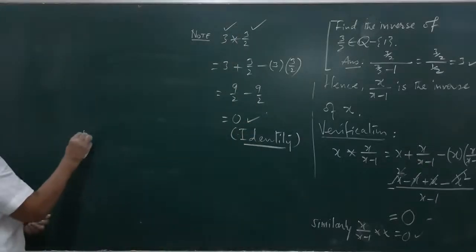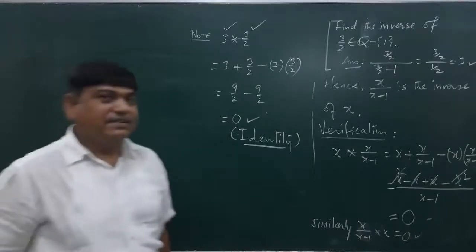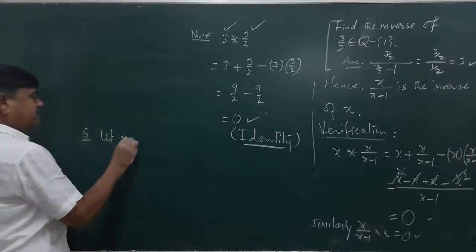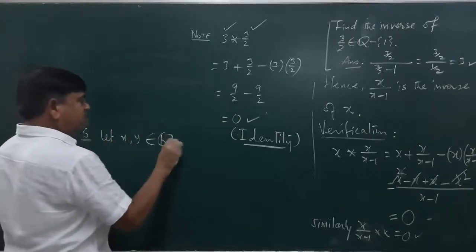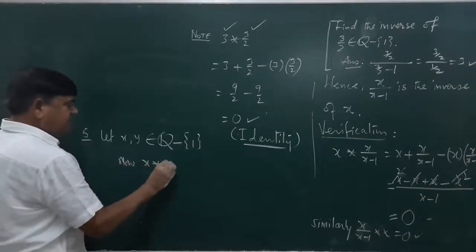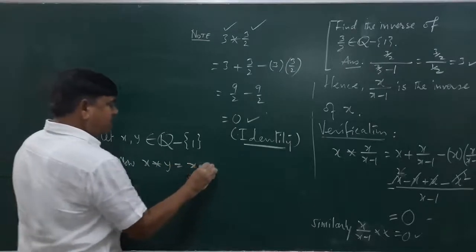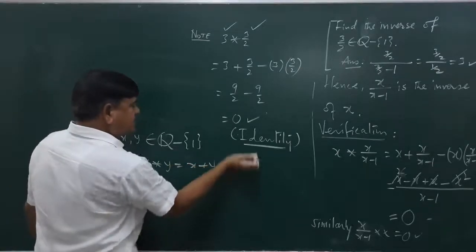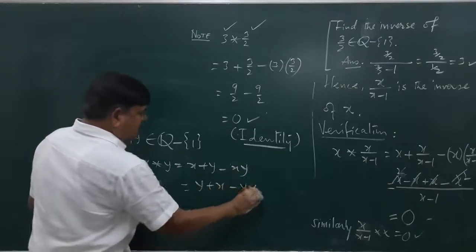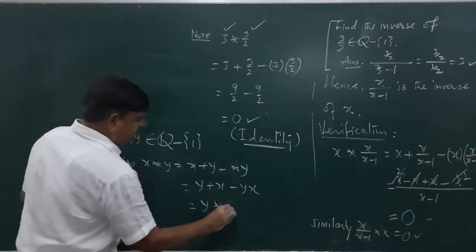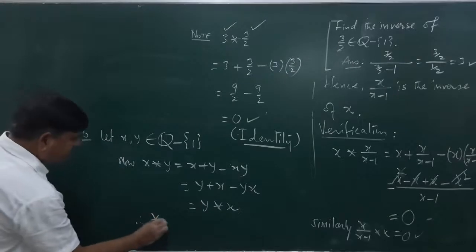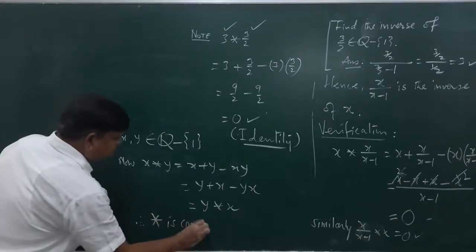Now the fifth one, the last: the commutative property. Okay, so let x and y belong to the set. Now x plus y, this I can write, and this is nothing but this. Therefore, this is commutative.